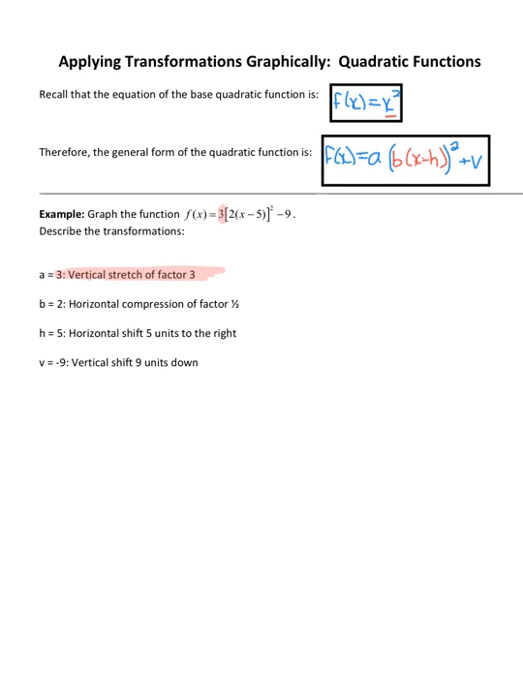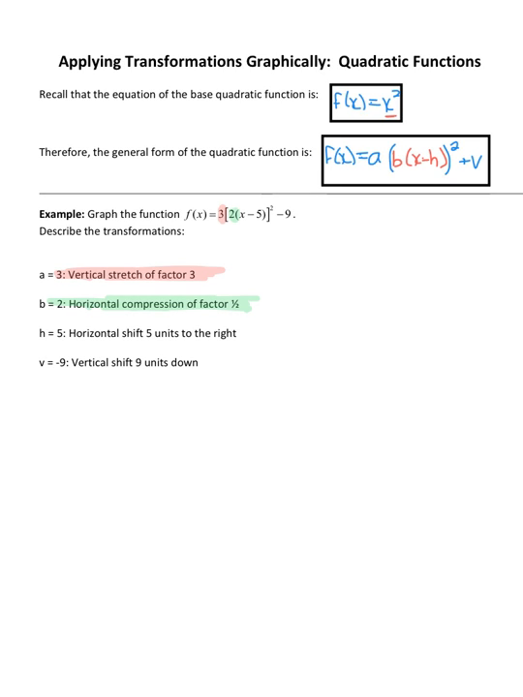Next, we go inside the brackets. This 2 is inside, it's being squared. So this is now in the brackets. So our b value is 2, however, that means there's a horizontal compression of a half. It's the opposite of what it looks like. So it's a 2, so it's a compression of a half.